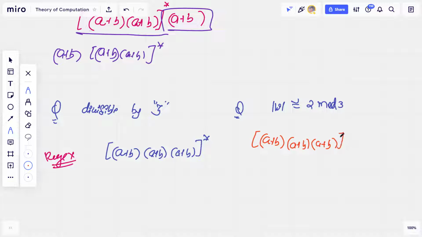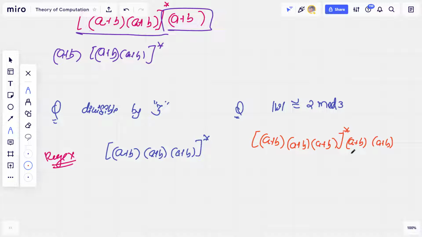So this represents the regular expression of all the strings divisible by 3. And after that, I can just append any 2 more symbols. See, this regular expression is for strings divisible by 3, and I can just append 2 more symbols.